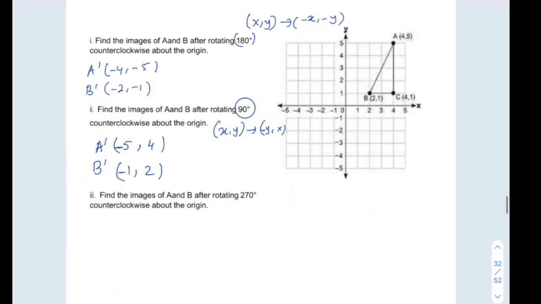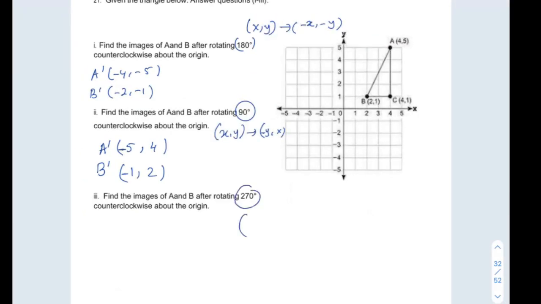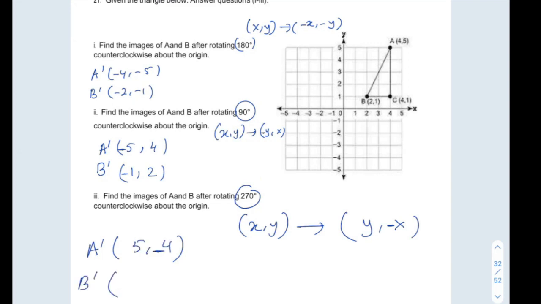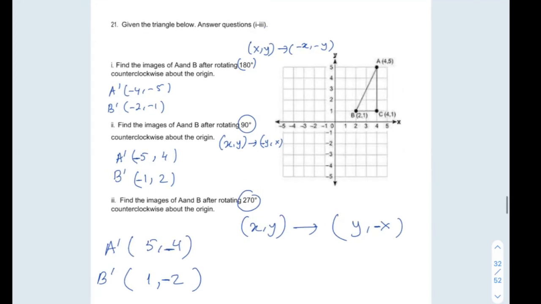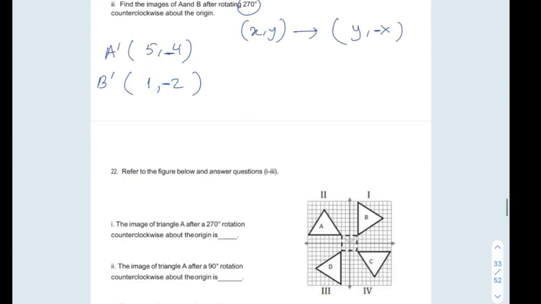Last one in this part, 270. So XY will be, we will change as we have interchanged, as we have done in the 90. But now we will change the sign of the second coordinate. So A prime will be. A prime was 4, 5. Then it will be 5, 4. Change this sign. B prime was 2, 1. It will be 1, 2, and then change this sign. Reverse the sign. Simply, it's very easy. Since you know the formula, it is very easy.